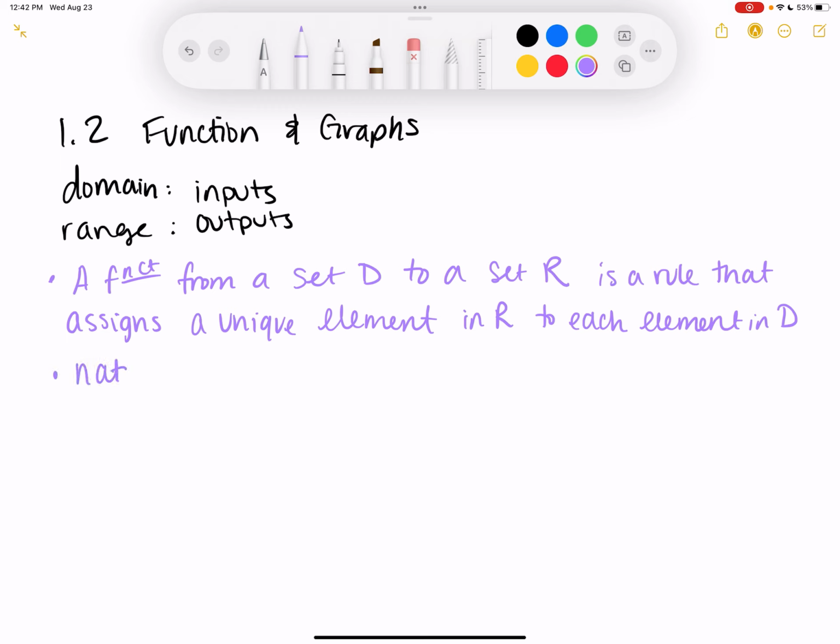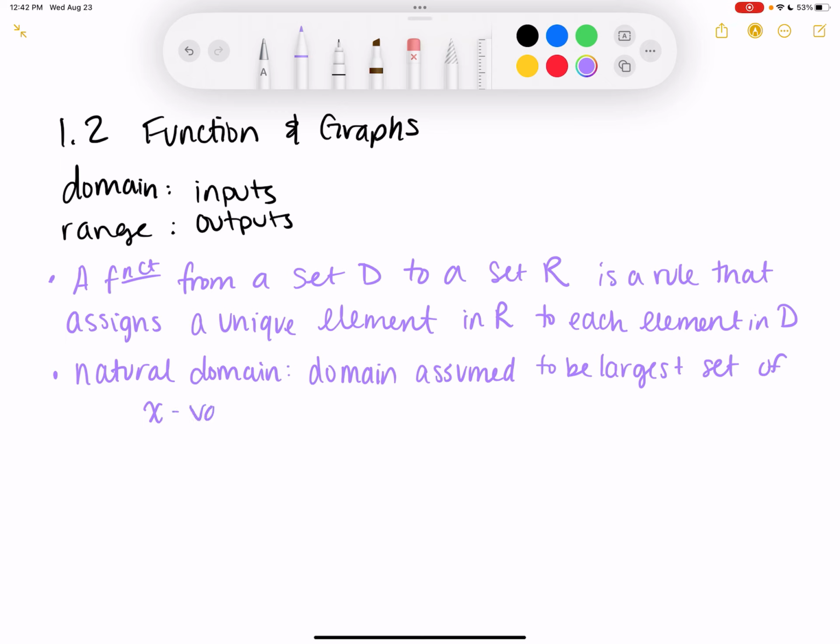The natural domain is the domain assumed to be the largest set of x values for which the formula gives real y values.